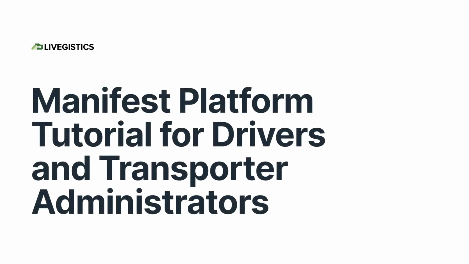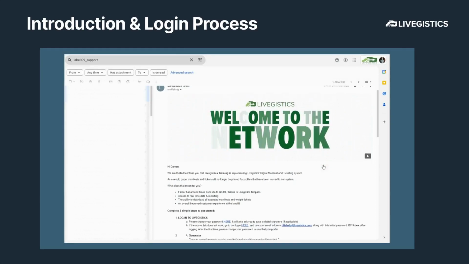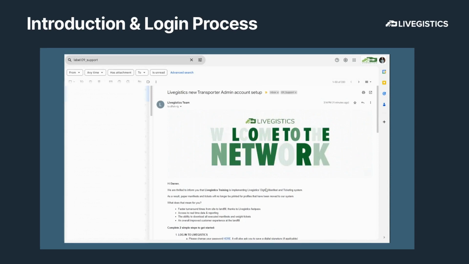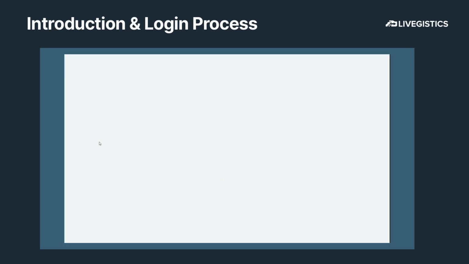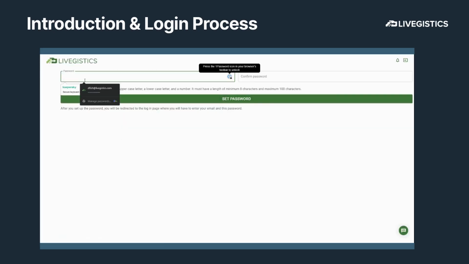Today, we will walk through the Livegistics Manifest Platform as a driver and transporter administrator. Let's get started. You should have received an email similar to the one shown on the screen where you can log into Livegistics for the first time. The system will ask you to enter a password. This password should have at least 8 characters and must consist of lowercase and uppercase letters along with one number.